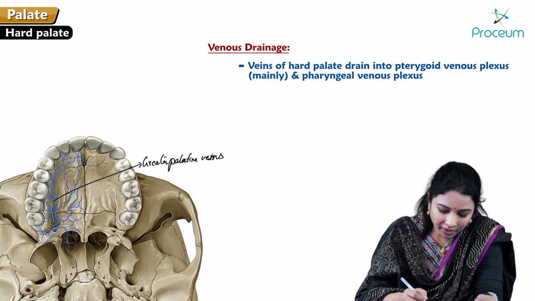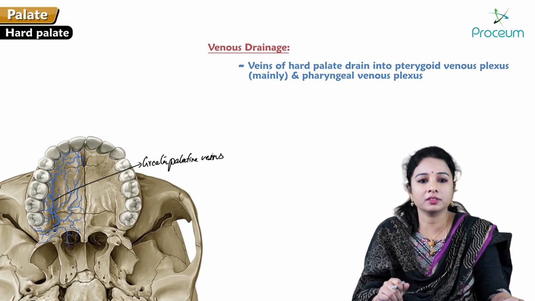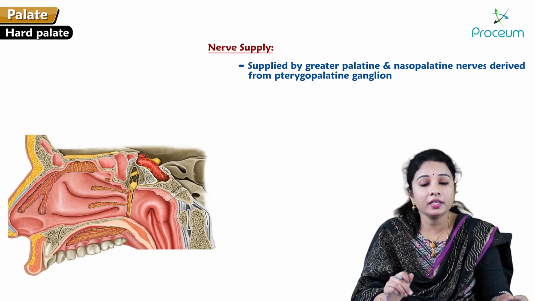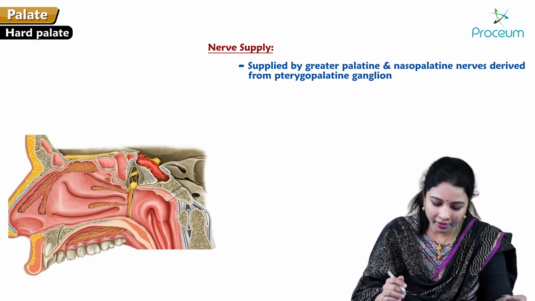And these veins finally drain into pterygoid venous plexus and pharyngeal venous plexus. Nerve supply of hard palate. It is supplied by greater palatine and nasopalatine nerves which are derived from pterygopalatine ganglion.